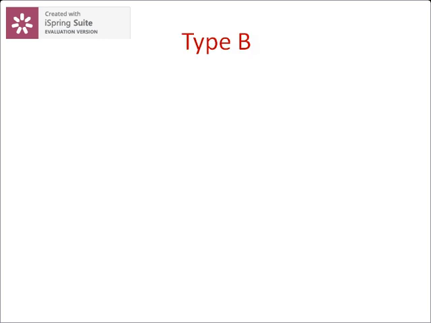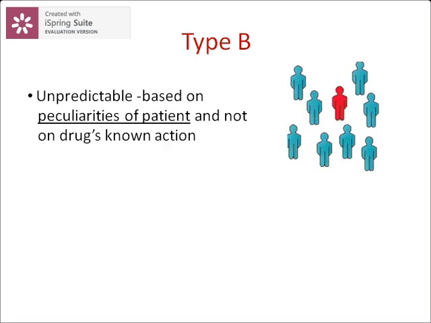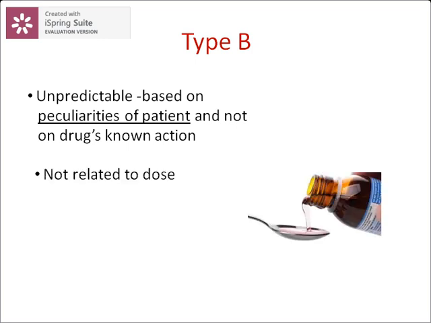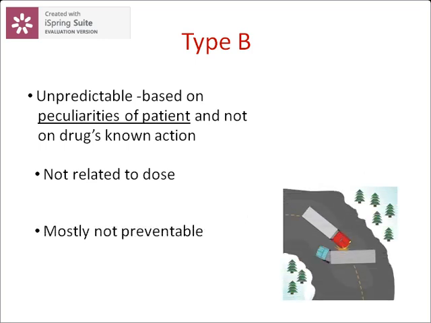The second type of adverse drug reaction is the bizarre type or type B reactions. They are unpredictable because they are not related to the drug's known action or pharmacological properties. They depend on the peculiarity of the patient, so some patients are prone to such reactions. They are not related to dose, so they can occur at any dose. They are mostly not preventable, particularly the first episode of the reaction. Subsequent reactions can be avoided by restricting the future use of the drug.